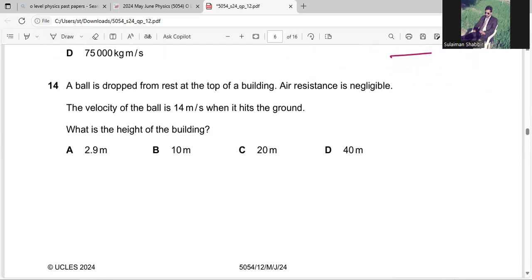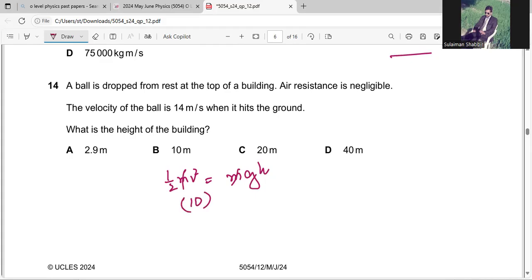Here he is saying a ball is dropped from rest at the top of the building. Air resistance is negligible. The velocity of the ball is 14 meters per second when it hits the ground. What is the height of the building? Here I will use the relation that loss in kinetic energy is gain in potential energy, or rather, half mv squared is equal to mgh, and m cancels, g is 10.